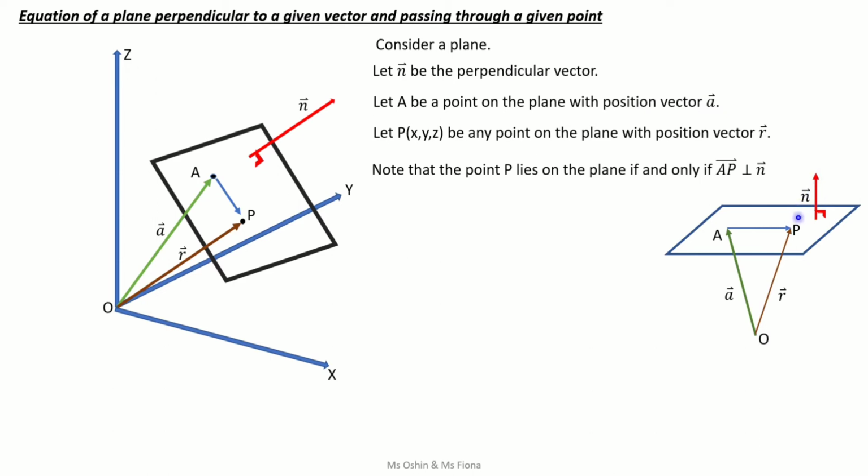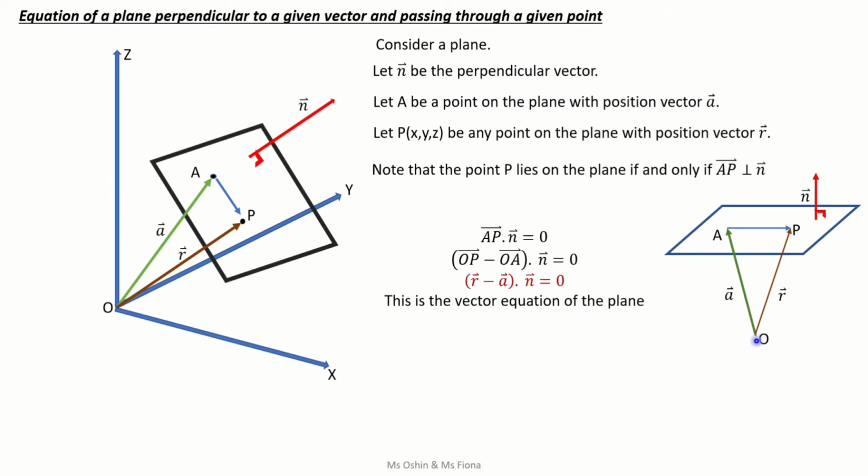Since they are perpendicular to each other, their dot product has to be equal to 0. So we have AP vector dot n vector is equal to 0. AP vector can be written as r vector, that is OP vector, minus OA vector, that is a vector. So substituting, we get (vector r minus vector a) dot product with n vector is equal to 0. This is the vector equation of the plane.